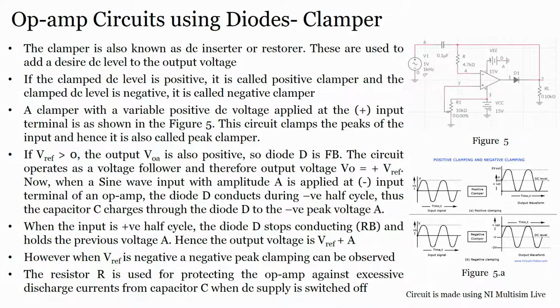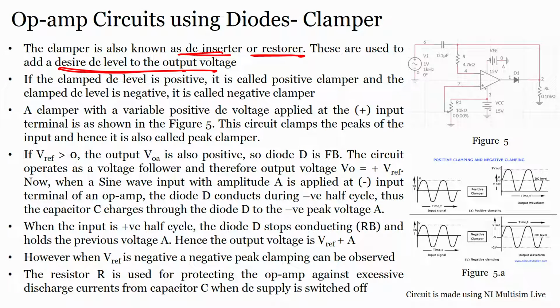Let us quickly see the theory of the clamper, and then we move to the actual experiments, so that we can see how the signal changes when we apply some signal at the input and what the change in the output is. If you look at the screen, the clamper, as I said, is also known as a DC inserter or restorer. These are used to add a desired DC level to the output voltage.